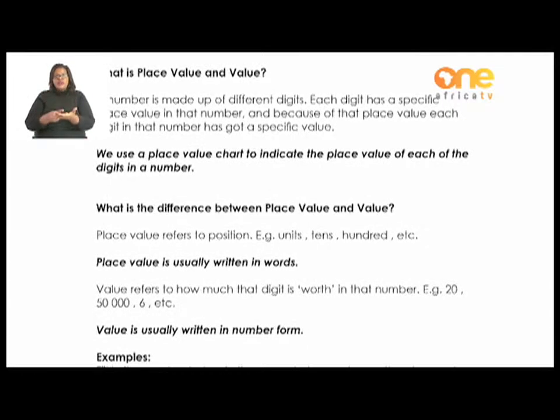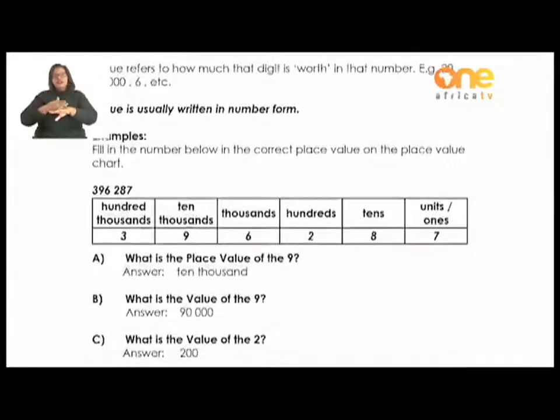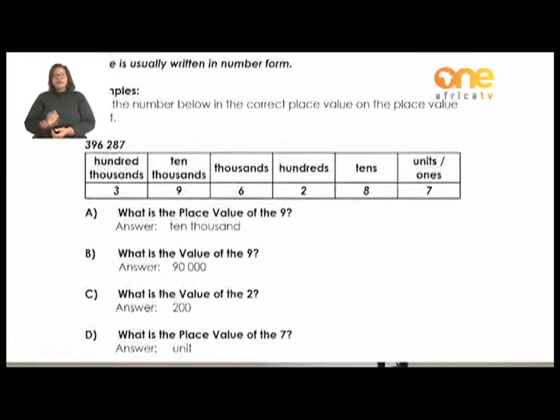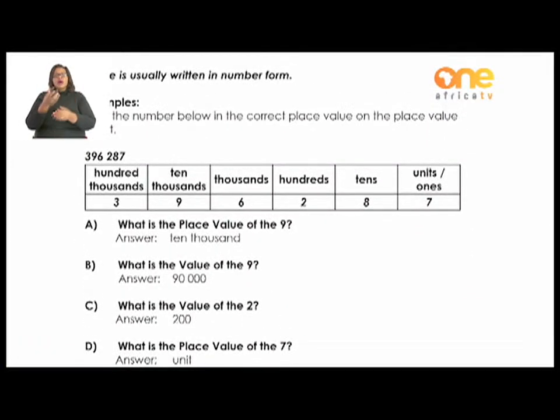Now let's try a few examples. If we look at our book, there we have quite a big number. It says, fill in the numbers below in the correct place value on the place value chart. A number is 396,287. Are we together, my friend? Yes, we are together. Now let's see. Here we need to fill in each digit in the place value chart.